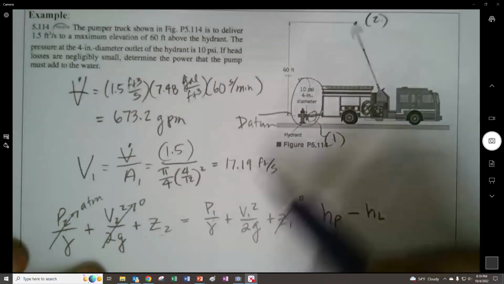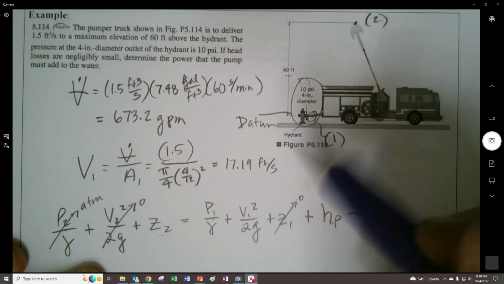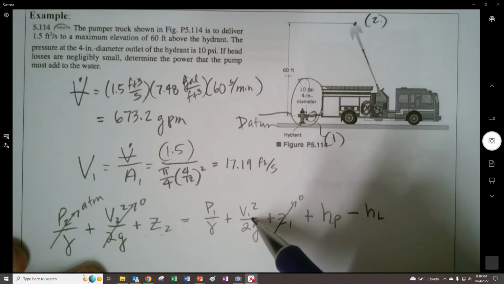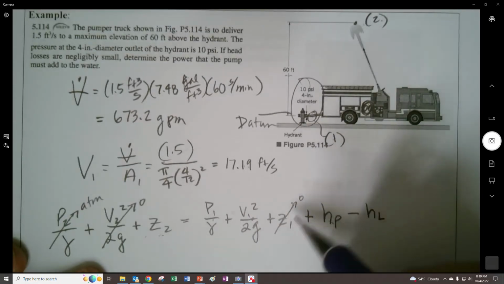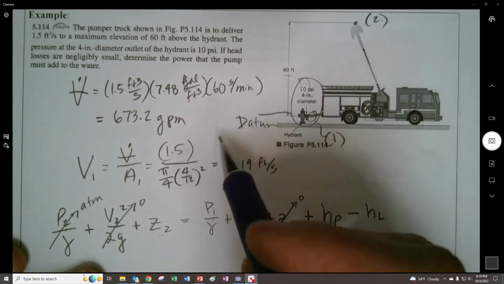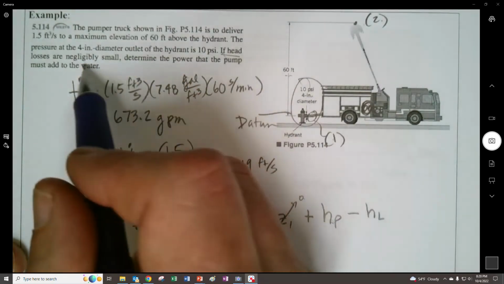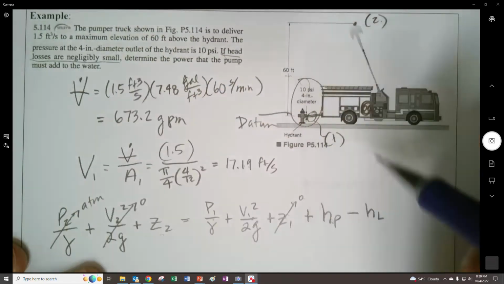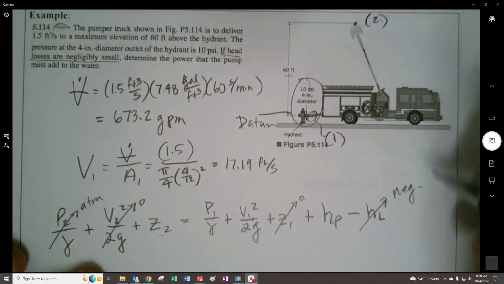The pressure 1 is what's happening right here inside this. We know what the velocity is; we just found it up here at state 1, so we're good. And like I said, this is the datum. This is what we want to find. And they said if head losses are negligibly small, we could go ahead and say that these are negligibly small.